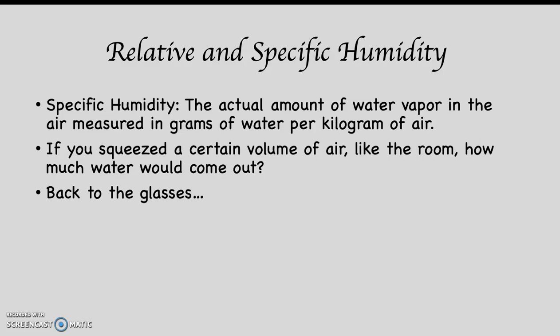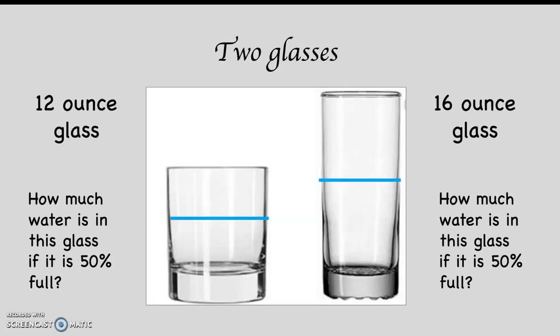The way we do this is go back to the glasses. On the left-hand side, we have a 12-ounce glass. And on the right-hand side, we have a 16-ounce glass. How much water is in the 12-ounce glass if it's 50% full? Answer is 6 ounces. How much water is in the 16-ounce glass if it is 50% full? The answer is, of course, 8 ounces. That's what we're talking about with specific humidity. How much water is actually in the air at that moment?